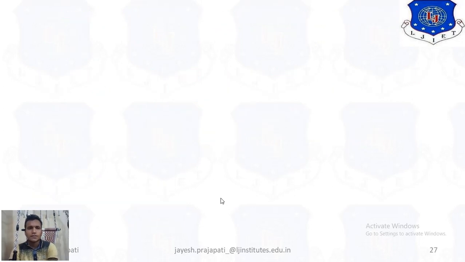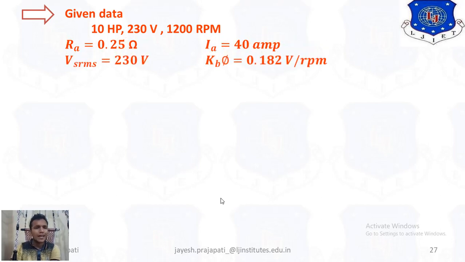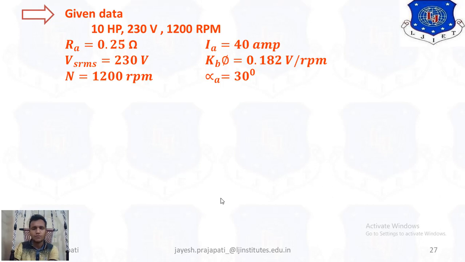So from this example, if we write down the given data: 10 HP, 230 volt, 1200 RPM, then armature resistance 0.25 ohm, armature current 40 ampere, that is given, then RMS voltage, that is 230 volt, and the constant kb into phi, that is 0.182 volt per rpm. Then speed, already given 1200 rpm, and the firing angle alpha, that is 30 degree.